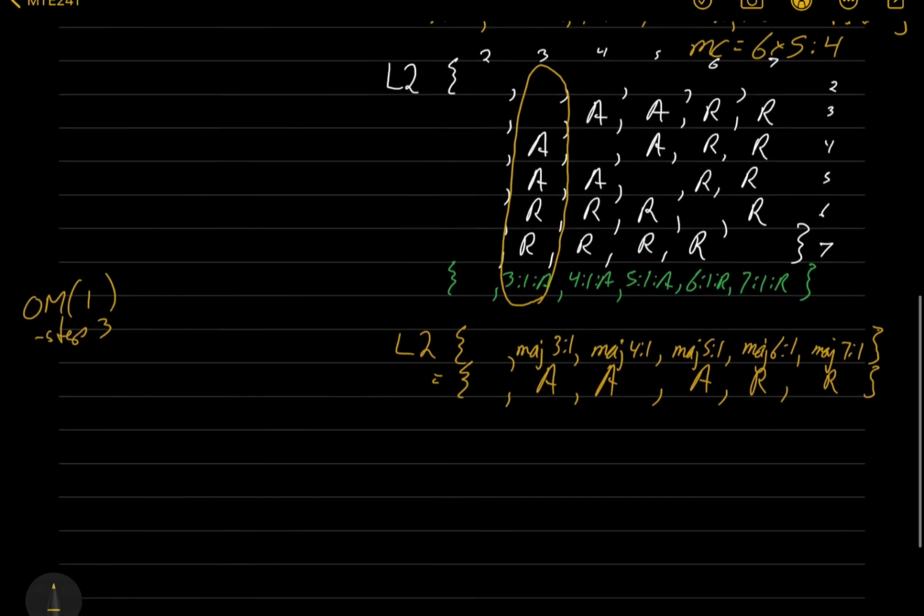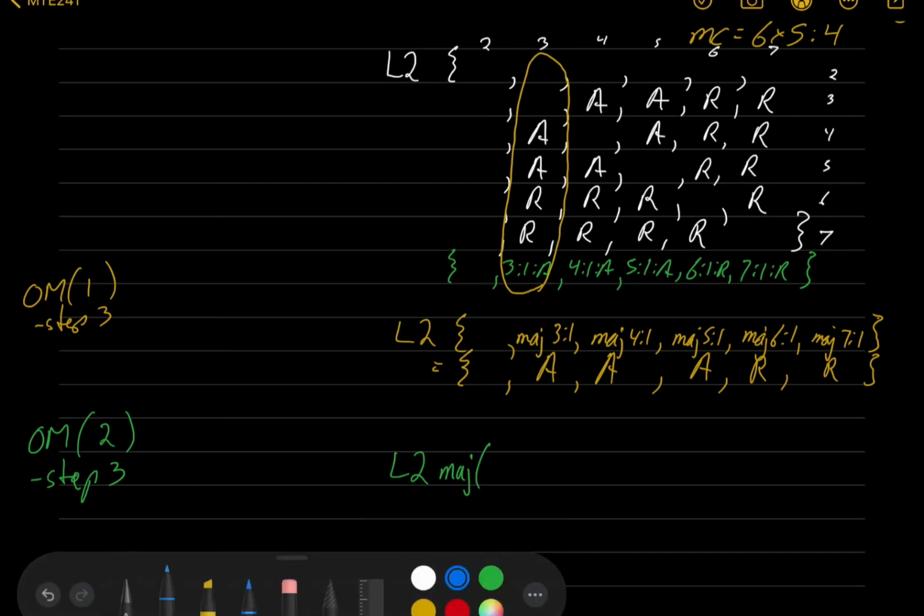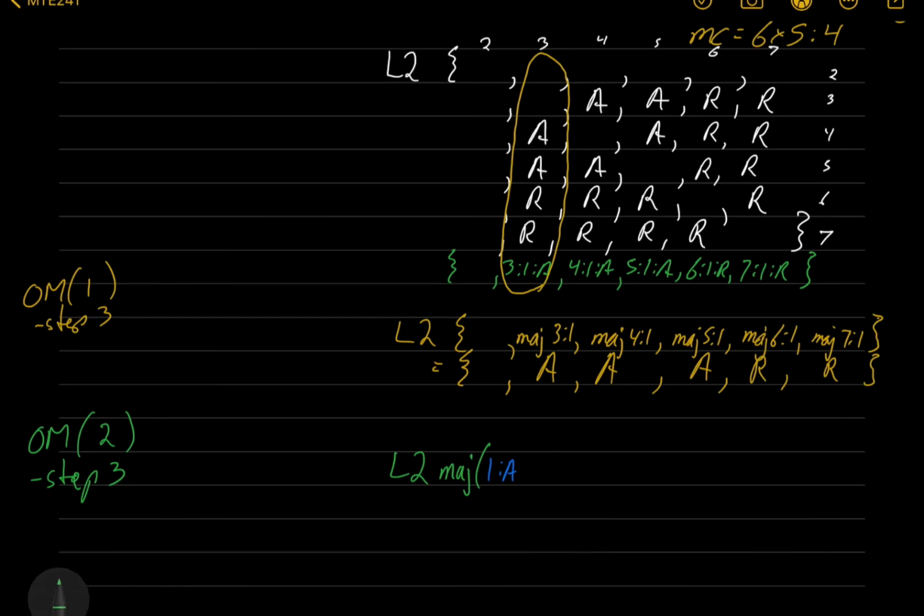And then finally it will back out, and it will do the OM2 step 3. So L2 will calculate the majority of what it heard directly from the general, so I'll put that, the commander, in blue, and that was 1A. Plus these values above, which are attack, attack, attack, retreat, retreat. And that is going to be 4 attacks, 2 retreats, and L2 will use as its value attack. So it has reached consensus with the other generals that it should attack.